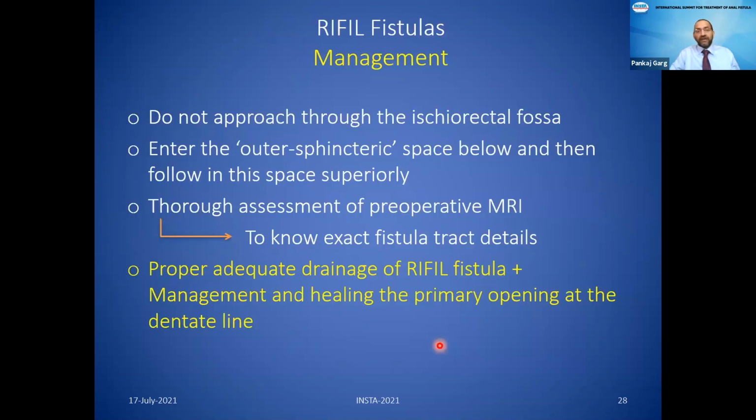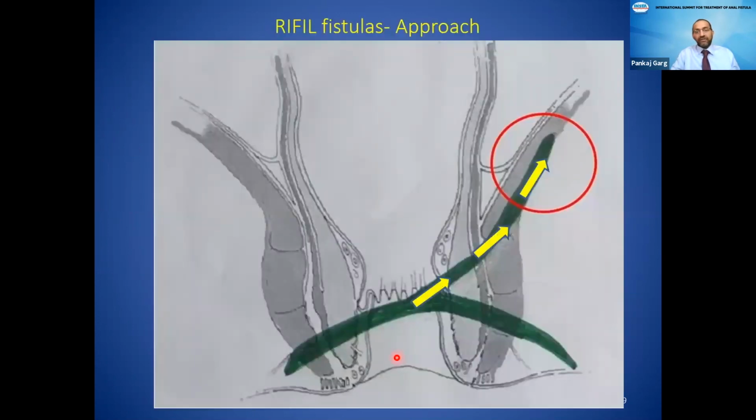So the tips of management are: do not approach these fistulas through the ischiorectal fossa fat. Enter the outer sphincteric space below, and then follow this space superiorly. Thorough assessment and preoperative MRI to know the exact fistula details is very important, and proper adequate drainage of the RIFIL fistula, plus management and healing of the primary opening at the dentate line, is key to the success. So this is the approach: don't approach from here. Approach from the internal opening and go into the outer sphincteric space and clean the fistula from here. That is the key to success, and heal the fistula here.